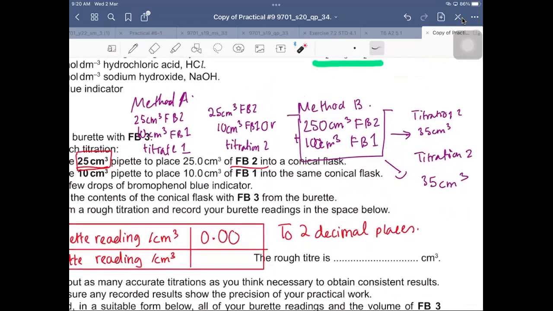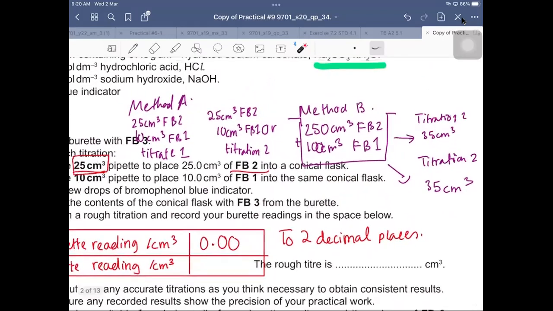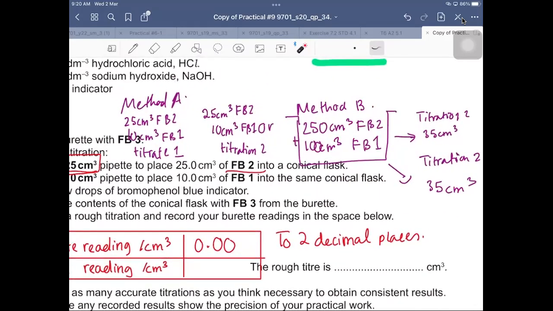Okay. So the question is now, what's the question? Which one is better? One advantage and one disadvantage of this method. So let's talk about the disadvantage first. What is the disadvantage of doing method 2? If you contaminate this mixture, that means all the titration 1, titration 2, titration 3 will be affected. So that's one of the disadvantages, right?